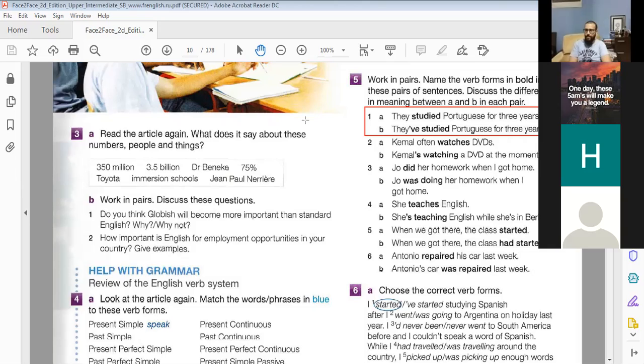What do you think? Means they have already studied. Okay. Is this A or B? A. A, it means they've already studied.